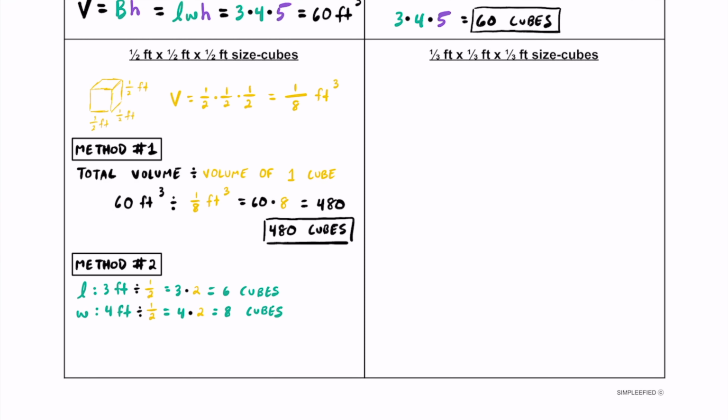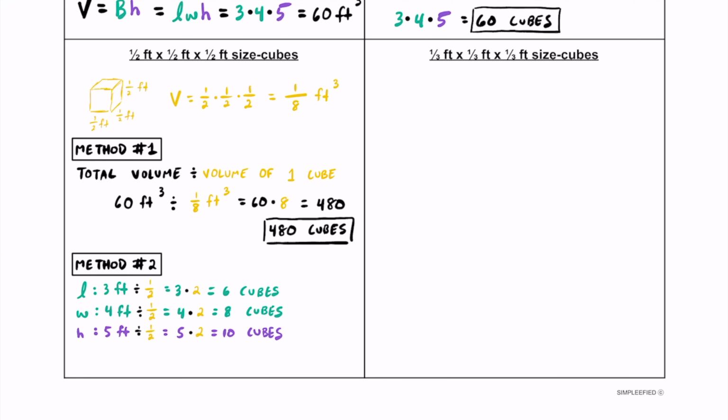And then finally, what's the height of the prism? Well, the height we knew was 5 feet. If we're trying to see how many halves fit inside of it, if we divide by half, we're going to end up multiplying by the reciprocal. So we're going to multiply 5 times 2, and we should be able to fit 10 of them. So 5 times 2 is 10 cubes that are going to stack on top of each other nicely.